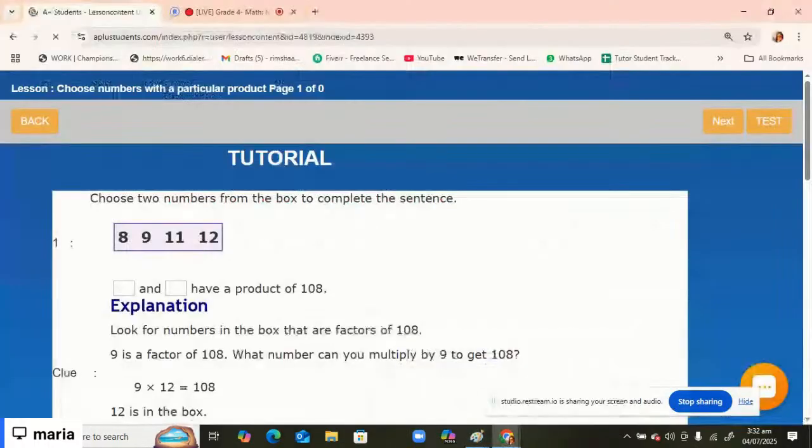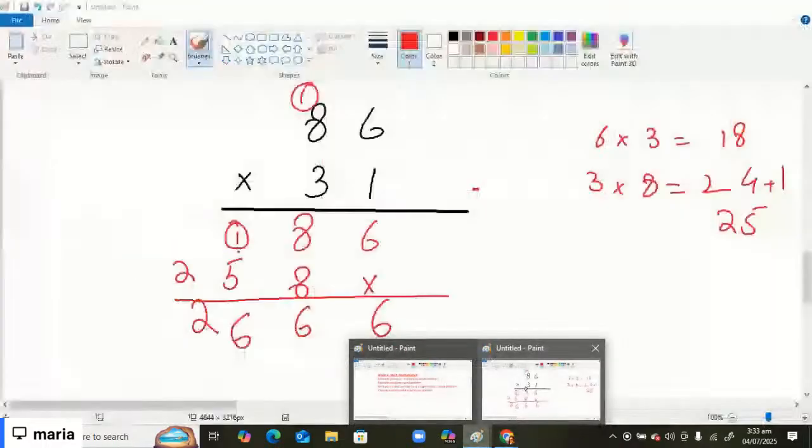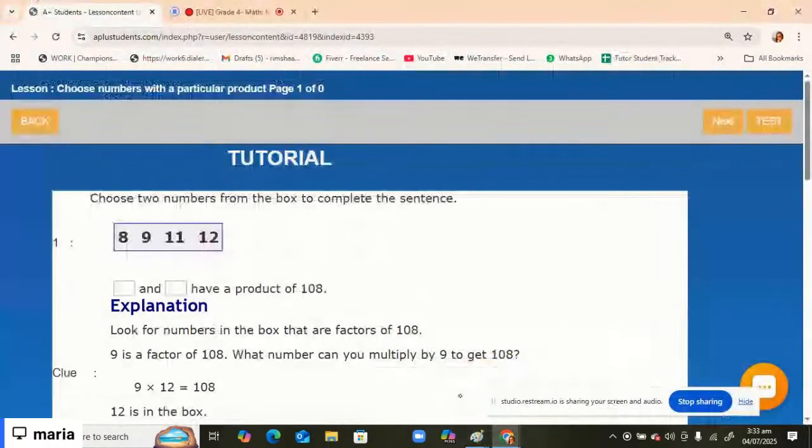Choose two numbers from the box to complete the sentences. Now there are four numbers given here. We're just checking which number is the correct answer. How can we check? We are just going to simply multiply all the digits. For example, here are some digits. Let me write them. Then we solve it. 8, 9, 11, 12.